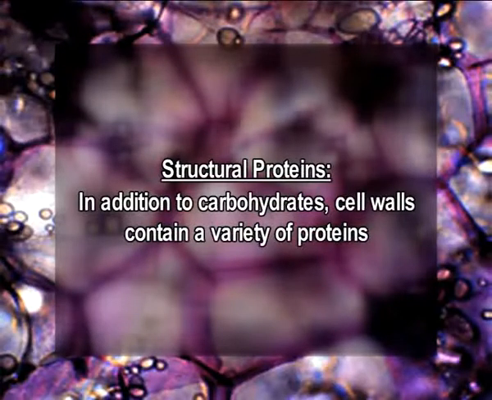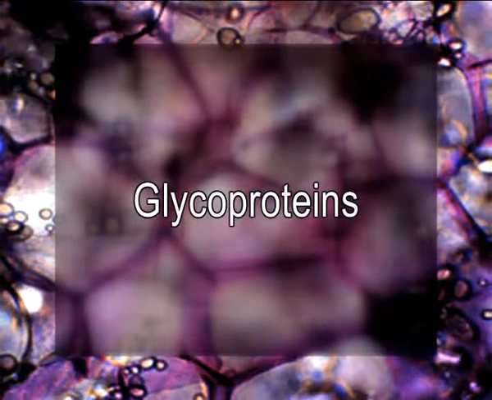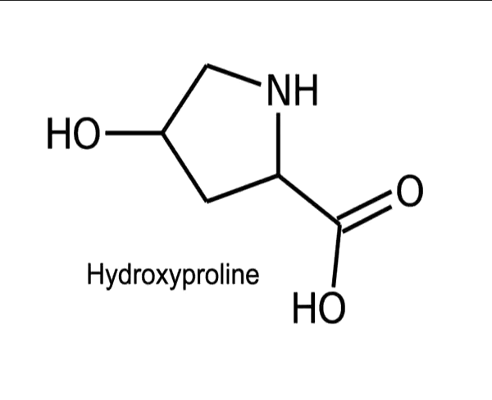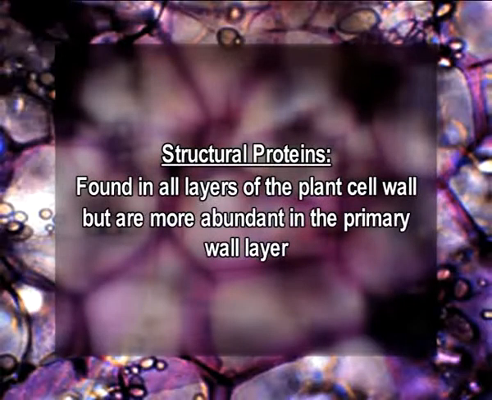Now proteins. Structural proteins. In addition to the carbohydrates, cell walls contain a variety of proteins. One type of cell wall protein is called glycoproteins, containing carbohydrate side chains on certain amino acids. One common group of cell wall proteins is characterized by having an abundance of the amino acid hydroxyproline. Structural proteins are found in all layers of the plant cell wall, but they are most abundant in the primary wall layer.